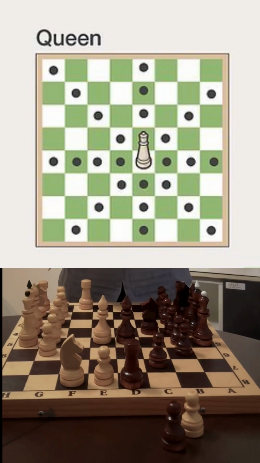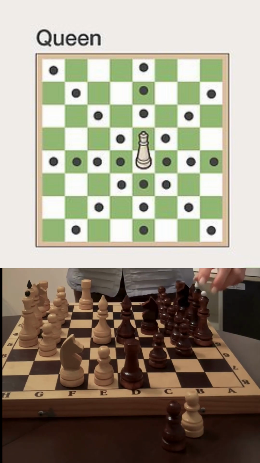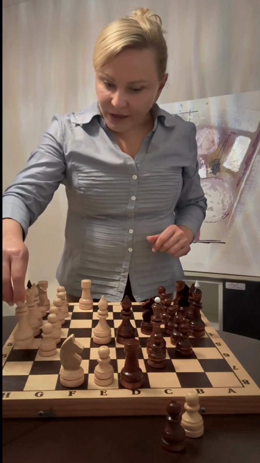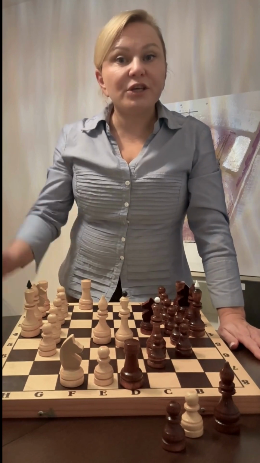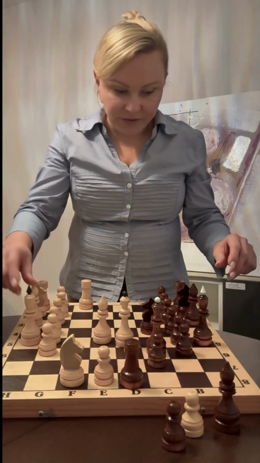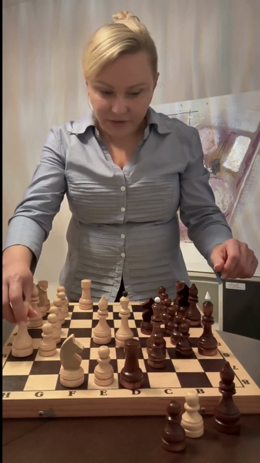The queen is super powerful. She moves straight and diagonal, any direction, any distance. The king moves just 1 square in any direction.